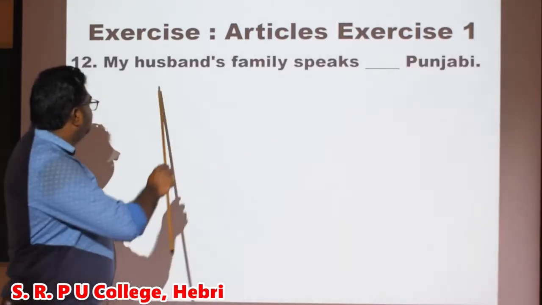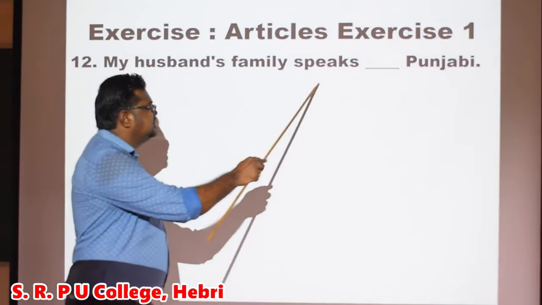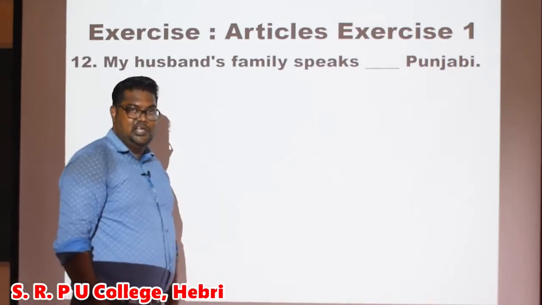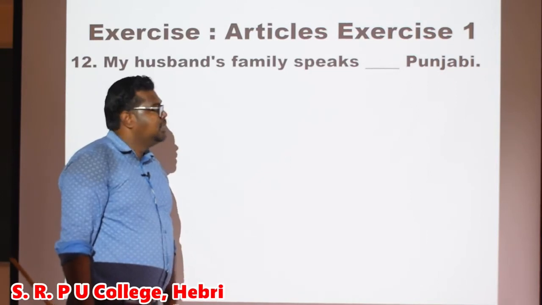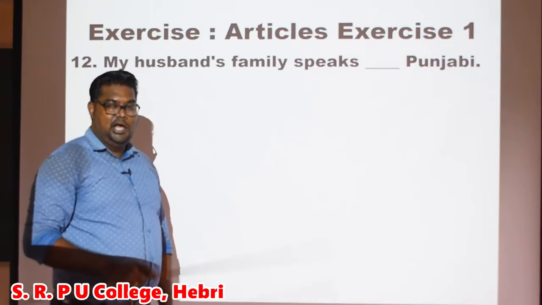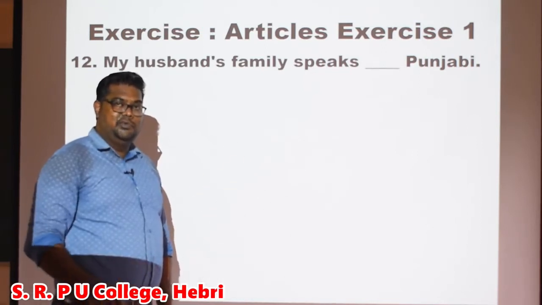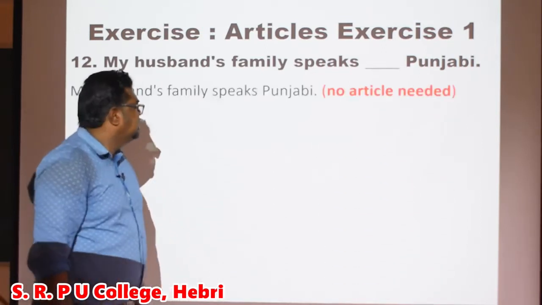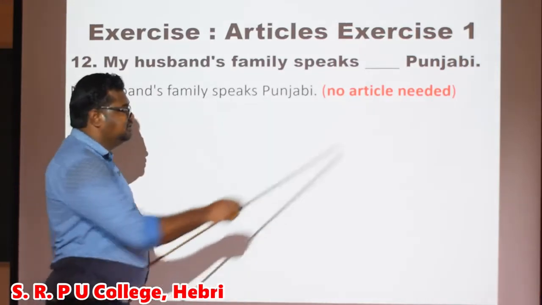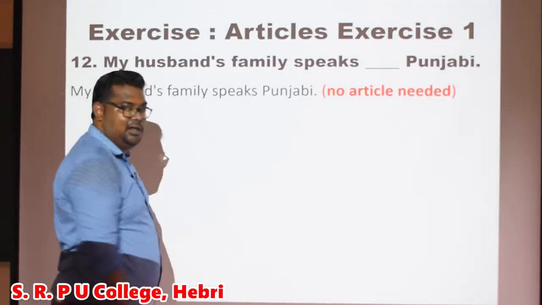Next sentence. My husband's family speaks dash Punjabi. Now once again here Punjabi becomes a name of a language, and we don't use any article before the name of a language. So what is the answer? My husband's family speaks Punjabi. That's it. No article used before the name of a language.